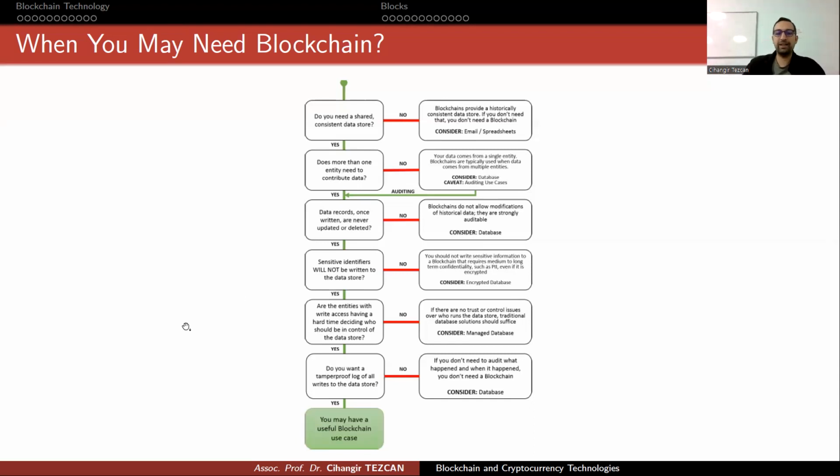The next question is, do the entities with write access have a hard time deciding who should be in control of the data store? This is also important. For example, if you have three people who can contribute data, but you trust each other, then most probably you don't need a blockchain. You can use a managed database and that kind of stuff. Finally, do you want a tamper-proof log of all writes to the data store? If yes, and yes to all of these questions, we say that you may have a useful blockchain use case, but this doesn't mean that blockchain will solve this problem anyway. You have to come up with the solution at the end anyway.